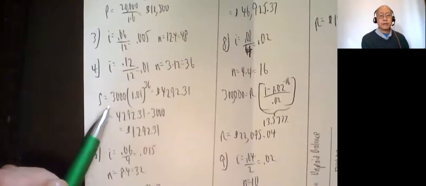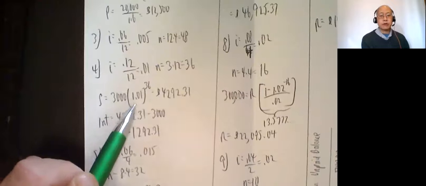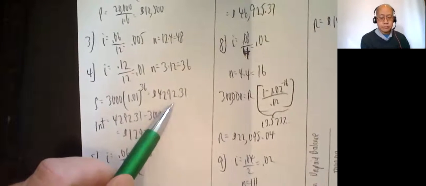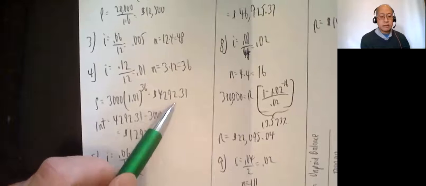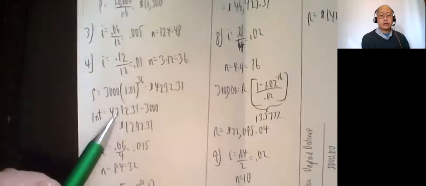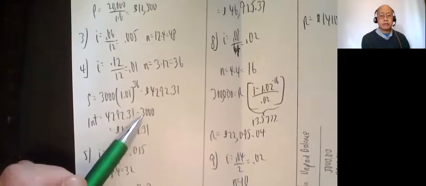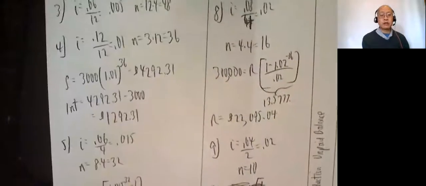Plug into the formula. S is 3,000 times 1.01 to the 36, 4,292.31. The question asks how much is the interest. So I take the 4,292.31 minus the original principal, and the answer is 1,292.31.